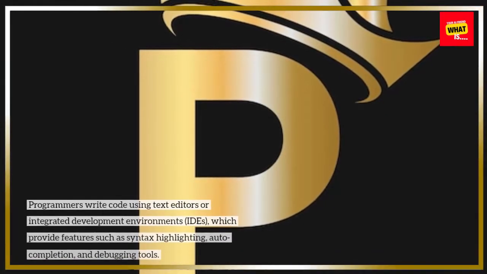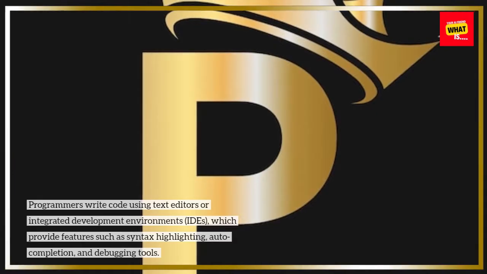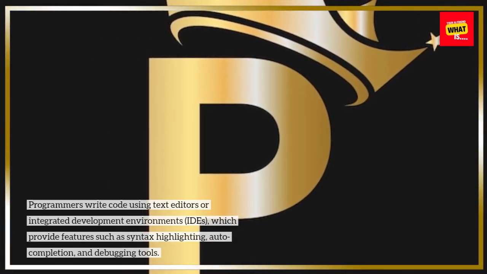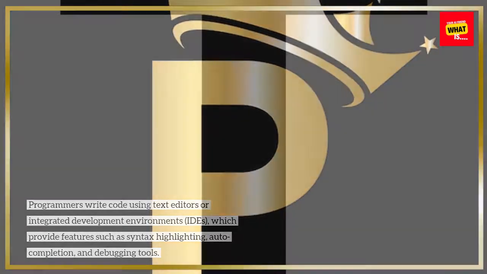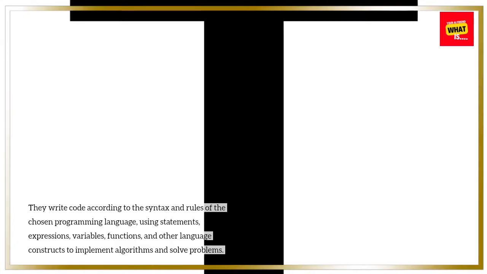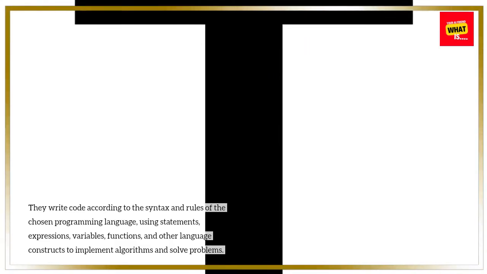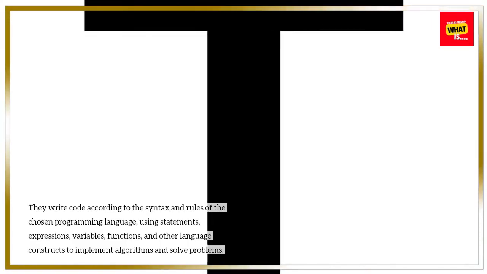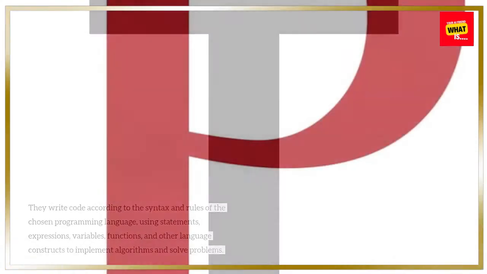3. Writing code. Programmers write code using text editors or integrated development environments, IDEs, which provide features such as syntax highlighting, auto-completion, and debugging tools. They write code according to the syntax and rules of the chosen programming language, using statements, expressions, variables, functions, and other language constructs to implement algorithms and solve problems.